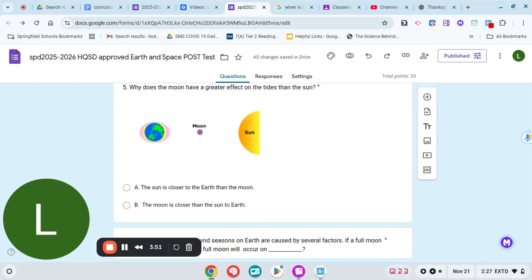5, why does the Moon have a greater effect on the tides than the Sun? A, the Sun is closer to the Earth than the Moon. B, the Moon is closer to the Earth than the Sun. A, Sun is closer to the Earth than the Moon. B, the Moon is closer than the Sun to the Earth.